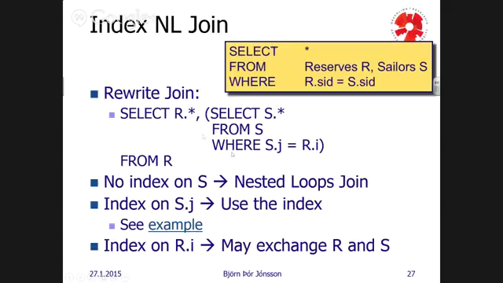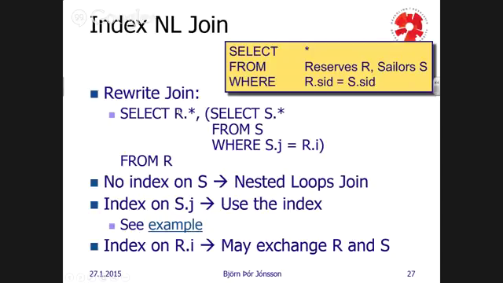Now, if you have an index on R, then of course you can switch. That'll be easy. So if this is the sales table and this is the customers, then it makes sense to switch. And because the joins are commutative, this is fine.